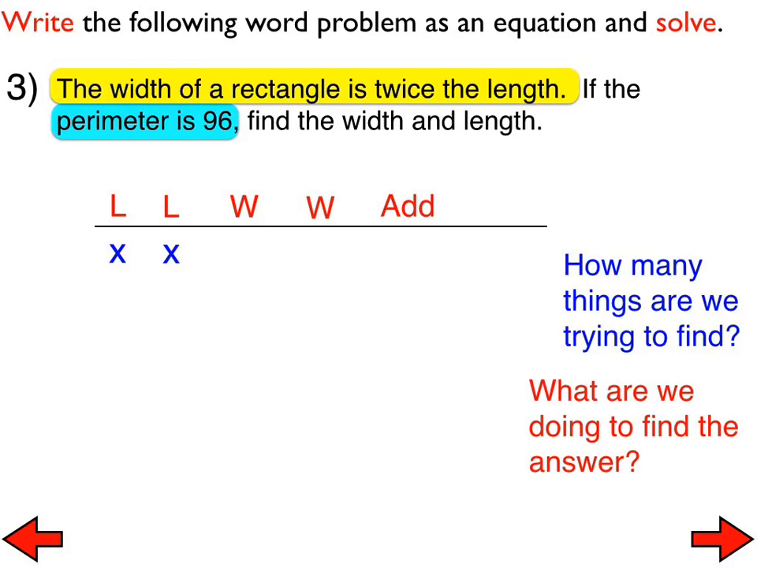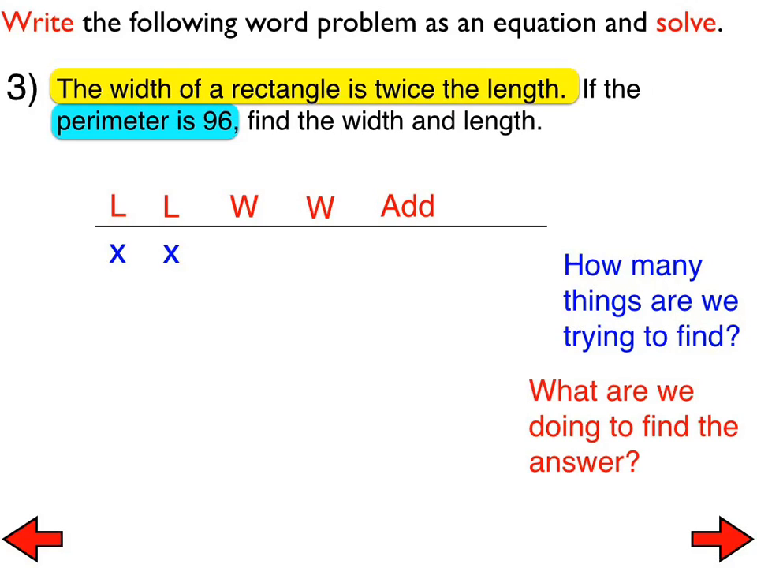Here's the part where some of you will mess up unless you've seen this before. It says the width is twice the length. Quickly turn to your shoulder partner and talk for about 20 seconds about what you think we're going to use to represent the length, or the width, sorry.